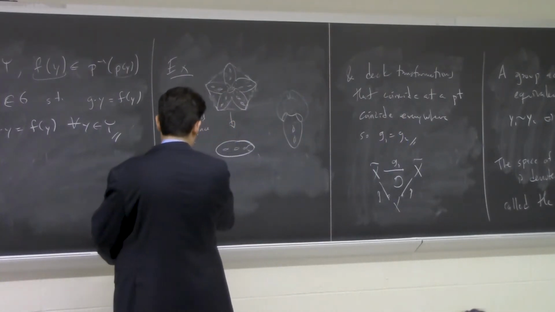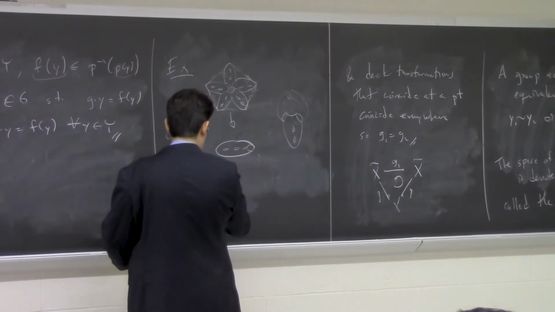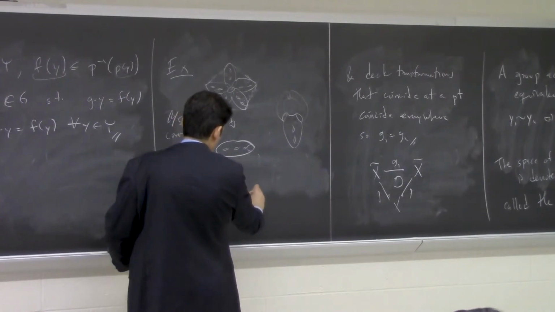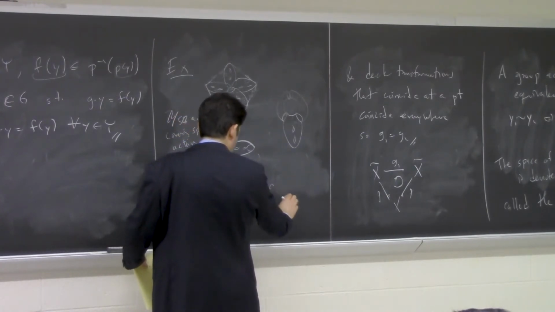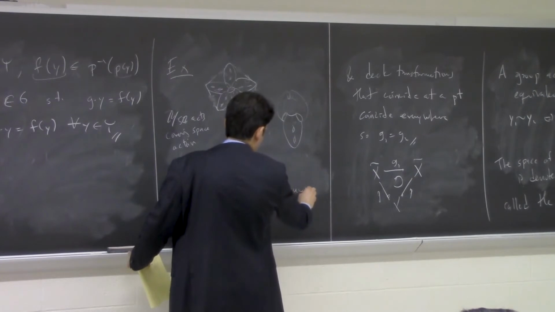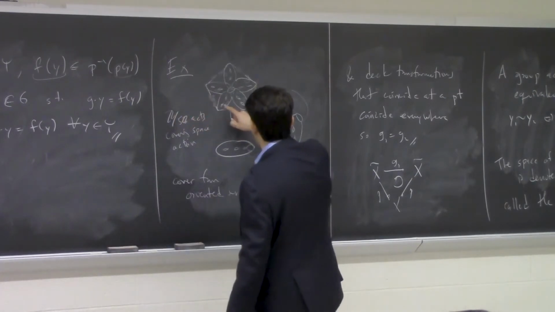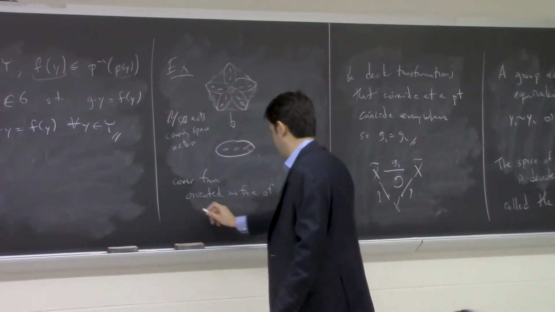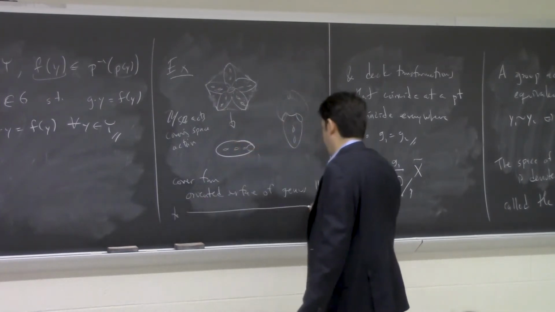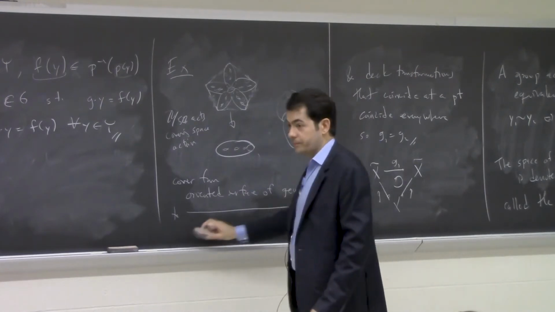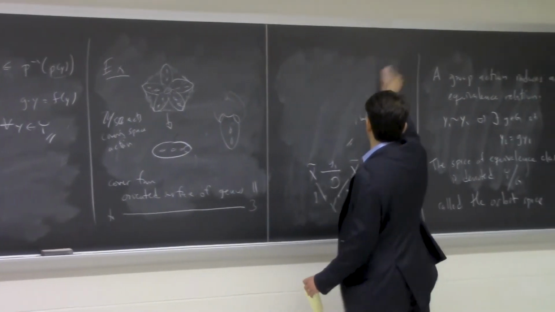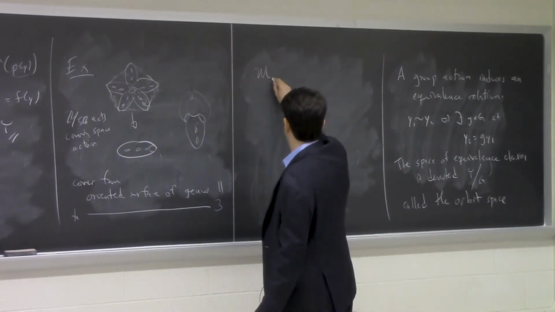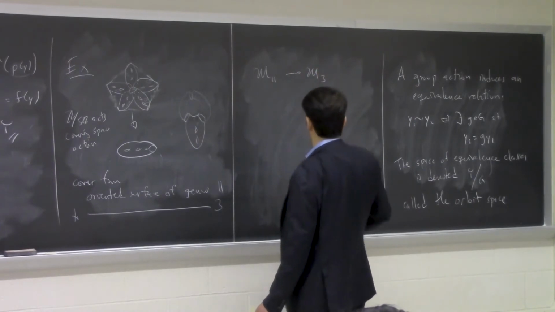This gives us a cover from the orientable surface of genus, in this case, 1, 2, 3, 4, 5, 6, 7, 8, 9, 10, 11, to the oriented surface of genus 3. All right, so we could denote that, say, M11 to M3.